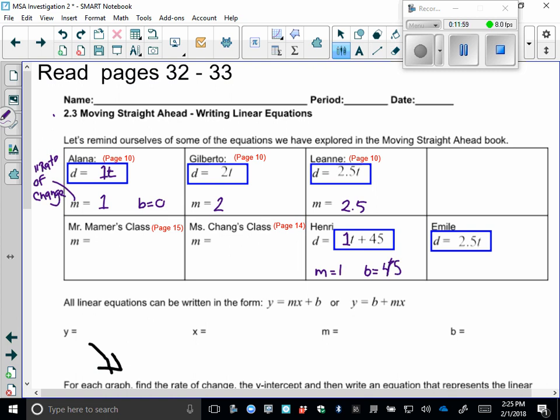You get that? So this was Henry. Remember he started 45 meters ahead? How do you know which one's which? It's always the coefficient. It's always before the variable. And like Emil, so his m value is his rate of change. He went 2.5 meters per second. But where did he start? He started at the starting line, right? That's why his b value is 0. Okay?